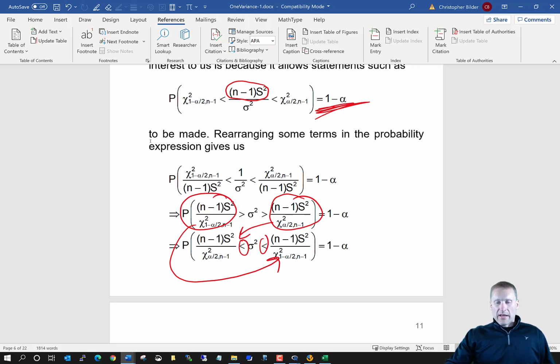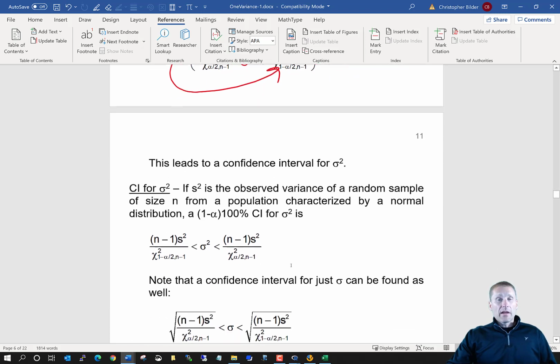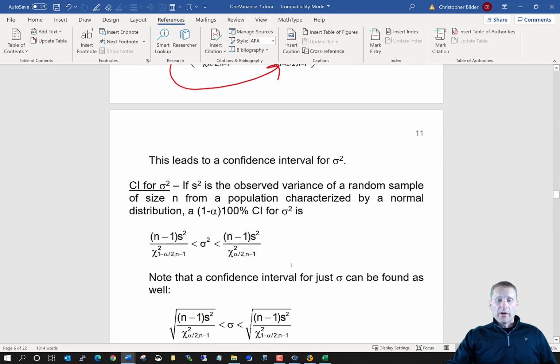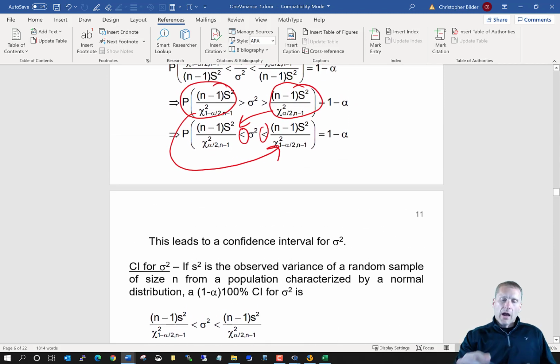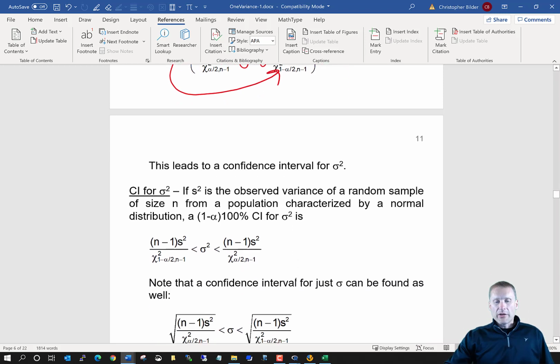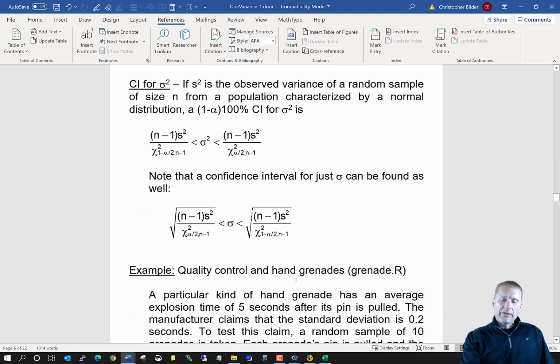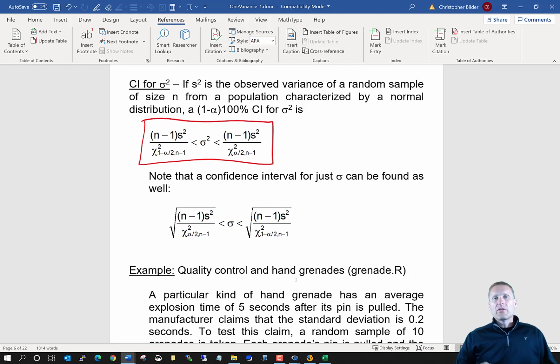Based upon that, then, I can get a confidence interval for sigma squared. So I replace the random variable with its corresponding observed value. And so my 1 minus alpha times 100% confidence interval for sigma squared is what you see here.